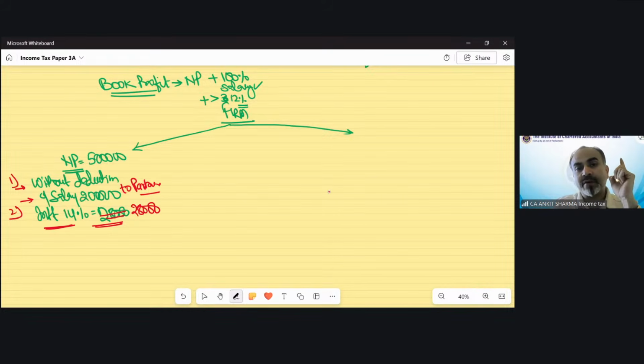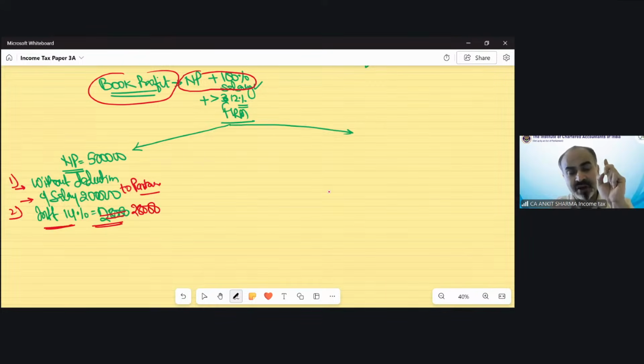Now understood. For the purpose of book profit, what do I need? I need a profit in which salary must have been added back, if deducted. So in this profit, because we did not deduct the salary yet, there is no need to add back the salary. If the question had said this net profit is after salary, then I would add it back. But because the question said this is without deduction of salary, I do not need to add it back.